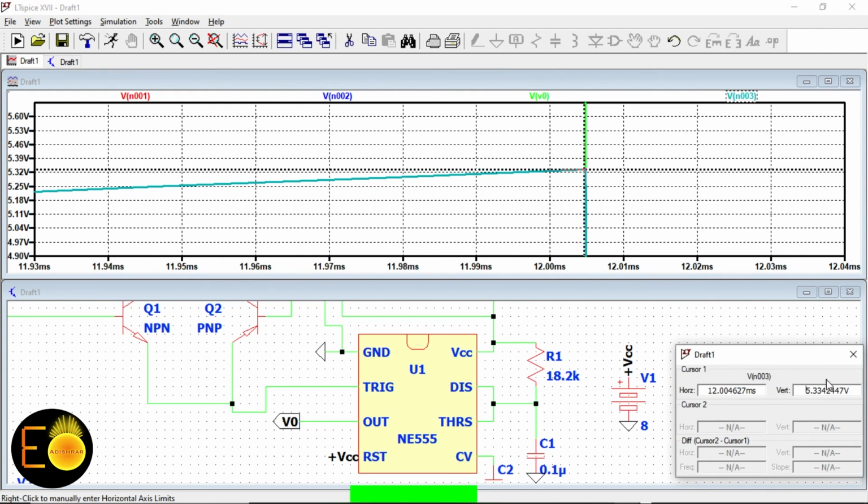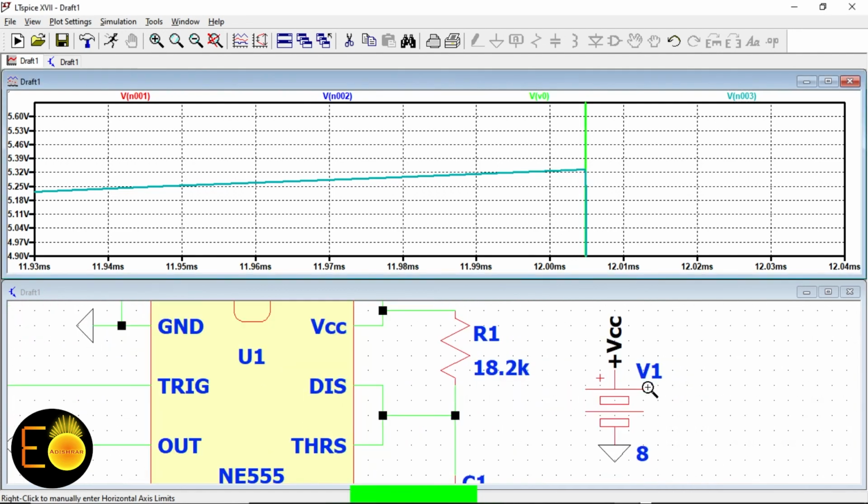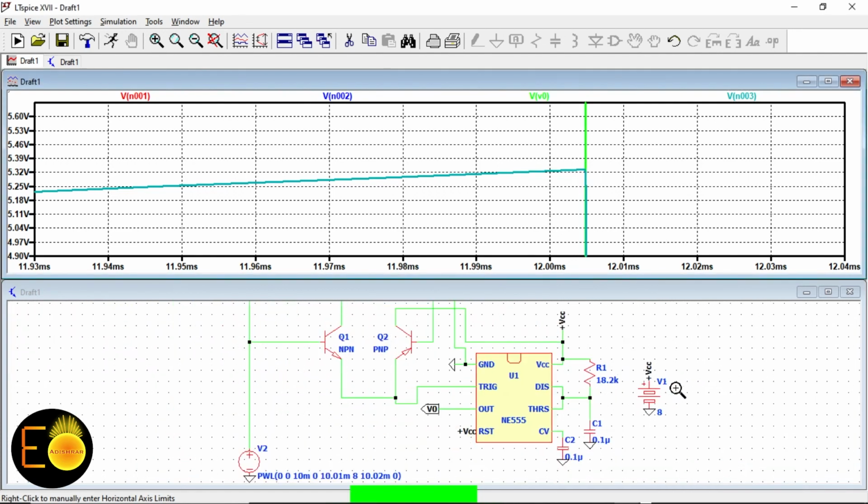So this is the operation of the monostable multivibrator, using which you can design your home security system, means smoke detector, anti-theft alarm. You just need to apply a sensor to this trigger terminal and a buzzer to this output terminal, and that's all.